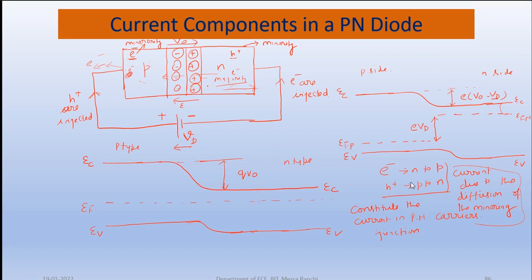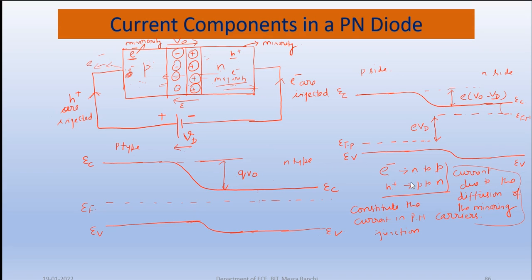When the barrier is lower, they will try to diffuse to this side, and the holes will try to diffuse to this side, and finally that will lead to the flow of the current. So electrons will try to diffuse from N to P, and holes will try to diffuse from P to N. So one current is due to the diffusion of the charge carriers, right?